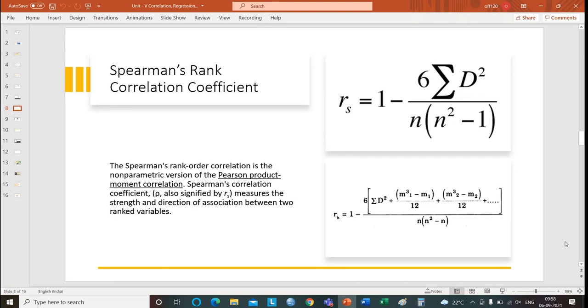But here, what is m? Let us find out. And how many such expressions do we get? See here, m1 cube minus m1 plus m2 cube minus m2 plus so on. So how many expressions do we get, and what is this m value? Let us see from the problem directly.